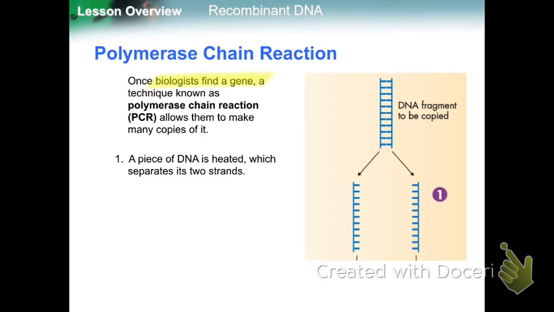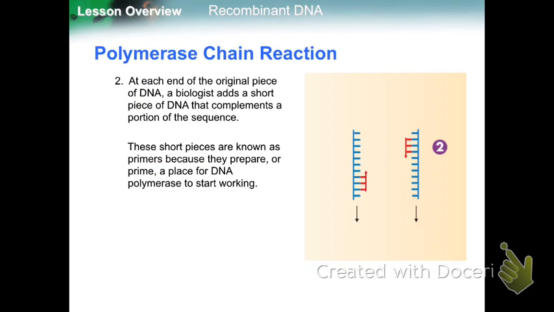Once biologists find a gene, a technique known as PCR allows them to make many copies of it. So here are the steps to PCR. First, DNA is heated. Anything that heats expands, and in this case the DNA separates into two strands. At each end of that original piece of DNA, a biologist adds a short piece of DNA that complements a portion of the sequence.